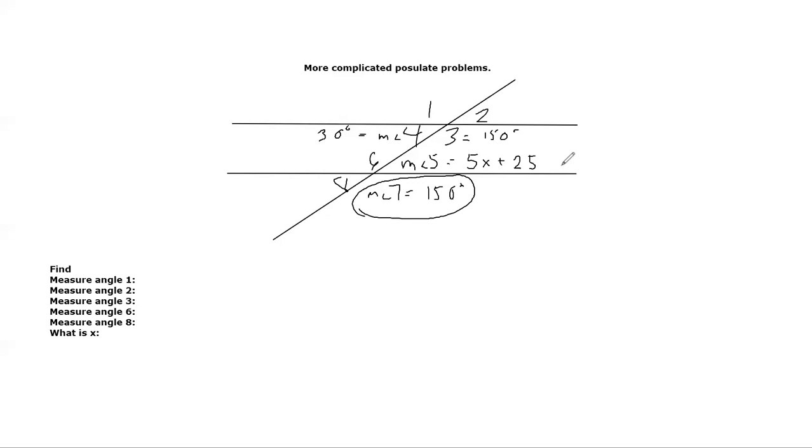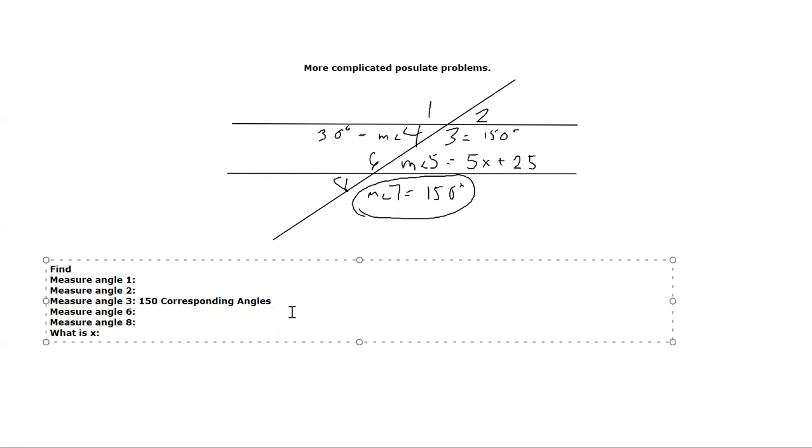And look, I did ask what measure angle 3 is, right? So why don't I put that? Measure angle 3 is 150 degrees. And I know this because they're corresponding. All right, so 150 degrees, comma, corresponding angles.